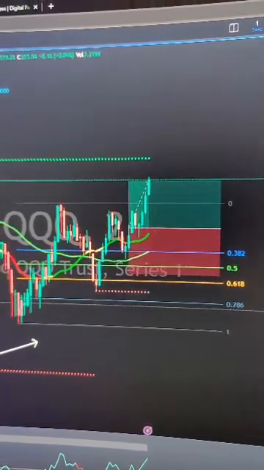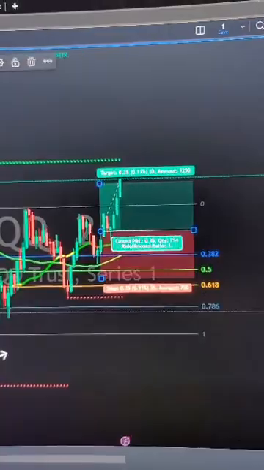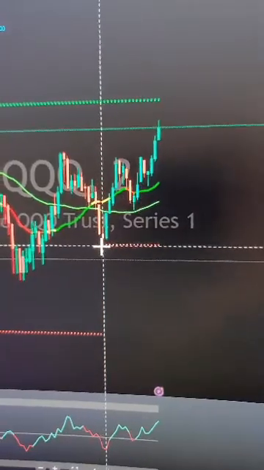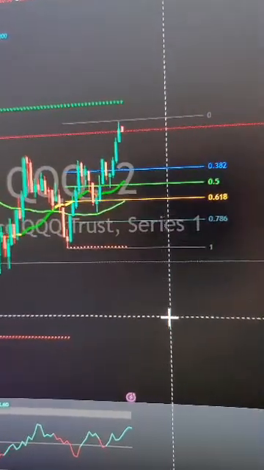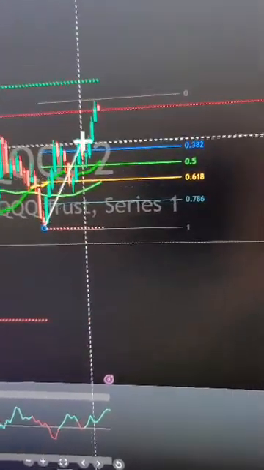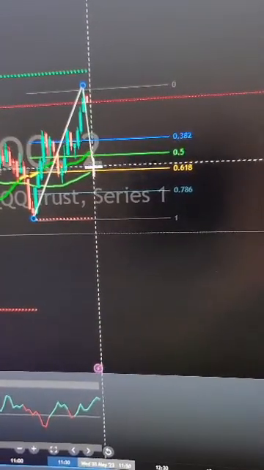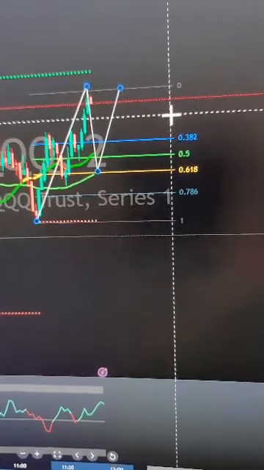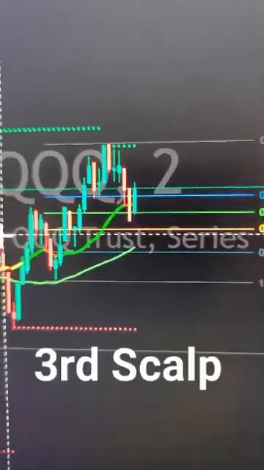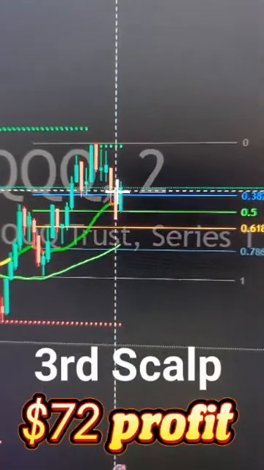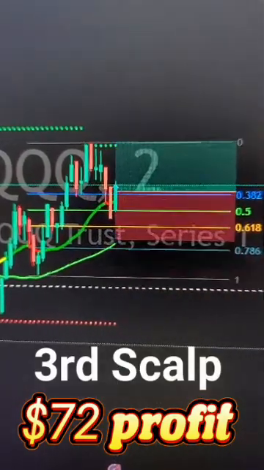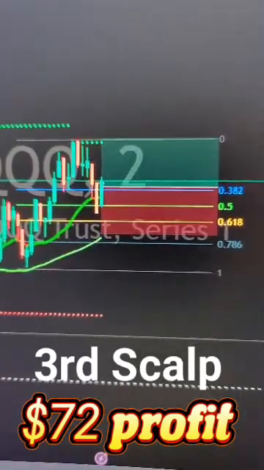This is the way it goes, just like this every day. We get in and we get out. We don't stay that long. So we're preparing our next trade. We're marking our Fibonacci level, hoping that the candle will retrace back to 0.618, so we can enter our trade. Okay, this third trade we did make 72 profit.